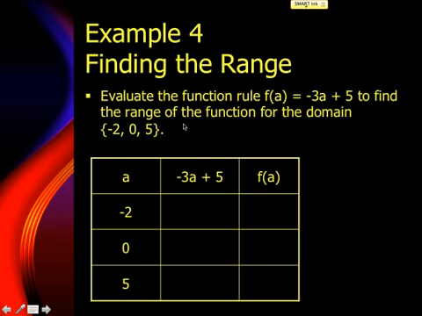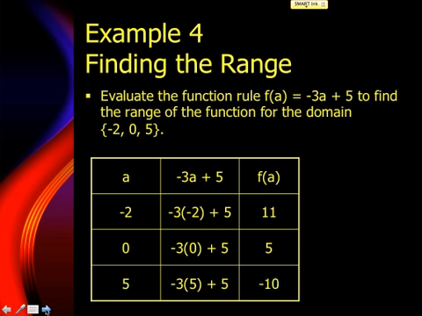Okay, finding the range. So here it says to use the domain. They tell you the domain this time, -2, 0, and 5. We plug it in just like we did before. Plug in -2 for A, you get 11. Plug in 0, you get 5. Plug in 5, you get -10. So this right here is our domain. Now, these are our range.